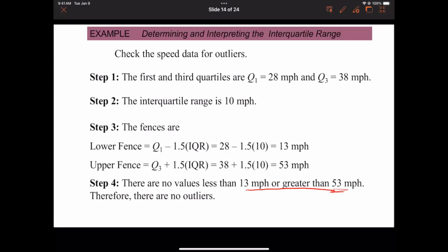Questions? Okay. I'll give you a moment. I always get excited for the box plot part, which is coming up. Love the box plot part.